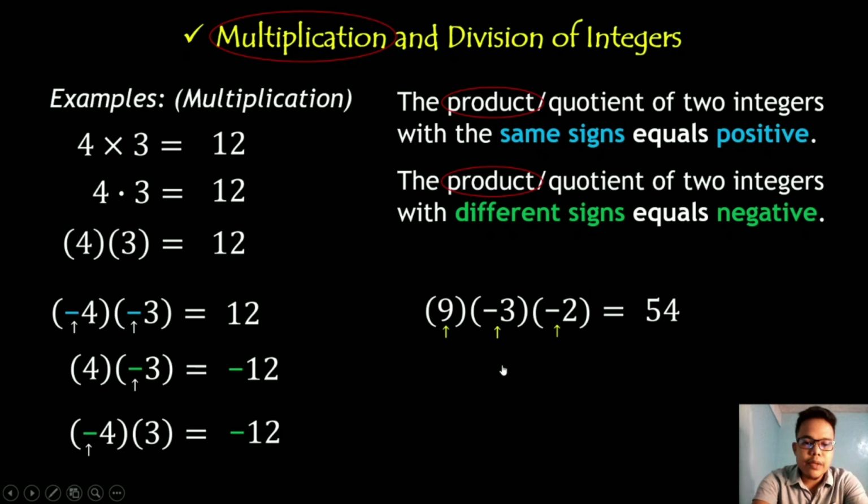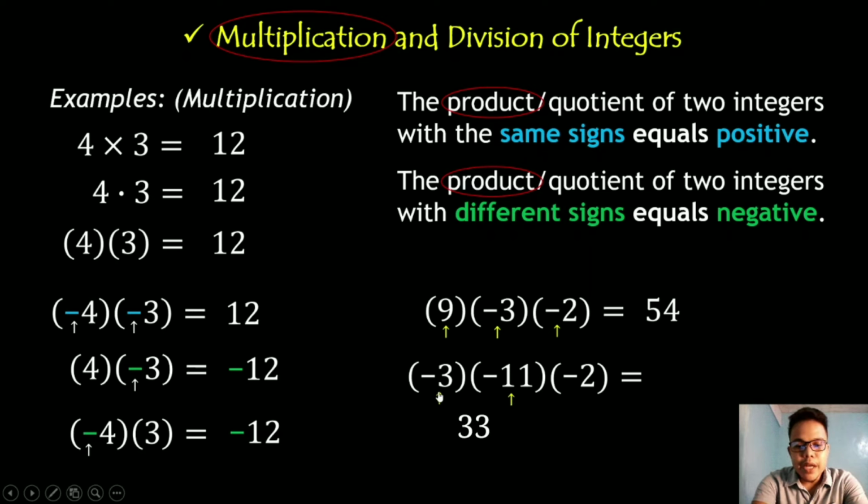Paano naman kung yung mga given integers that we have to multiply are negative 3, negative 11, and negative 2? Pwede nating i-multiply muna yung negative 11 and negative 2. Or we can also start multiplying negative 3 and negative 11 first. So, negative 3 times negative 11 equals positive 33. It's positive because negative 3 and negative 11 have the same signs. Then we multiply positive 33 and negative 2. So, 33 times negative 2 equals negative 66. This time it's negative because 33 and negative 2 have different signs. So the product of negative 3, negative 11, and negative 2 equals negative 66.